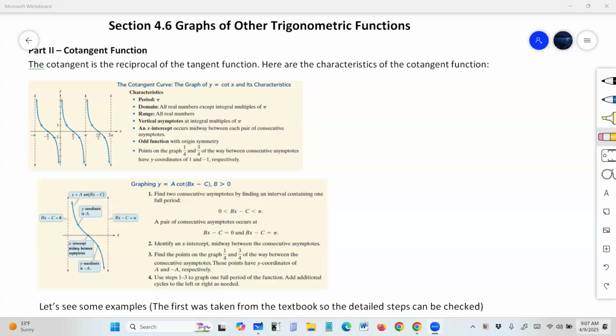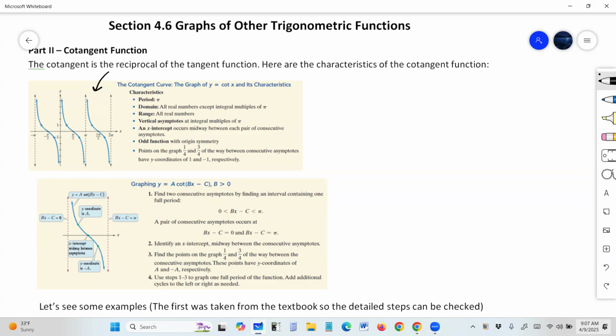Hi, hello everybody. So this is the video dealing with section 4.6, graphs of the trigonometric functions, and this is the second part where we cover the cotangent function. Now it's very similar to the tangent function, so if you remember how the tangent looks, this is the graph of the cotangent right here, and just like the tangent, it's a periodic function.